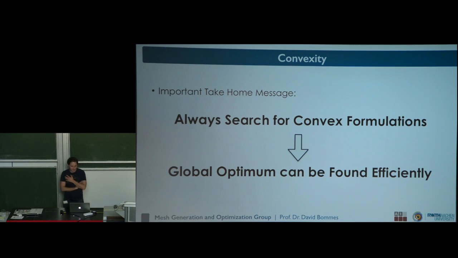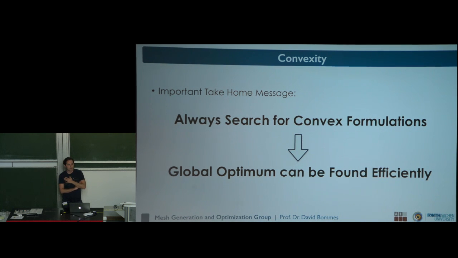Alright, and this is my first very important take-home message for you. If you want to do optimization for one of your geometry processing problems, then always search for convex formulations, because those are the problems where we can find the global optimum efficiently.